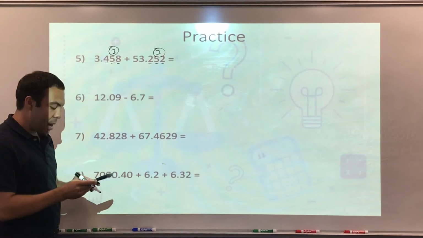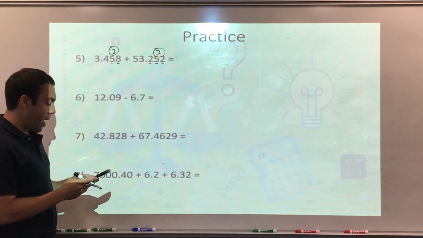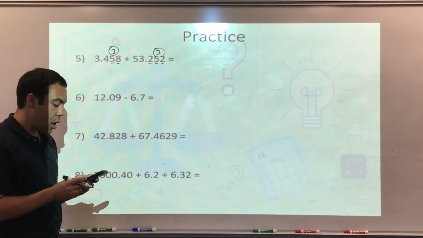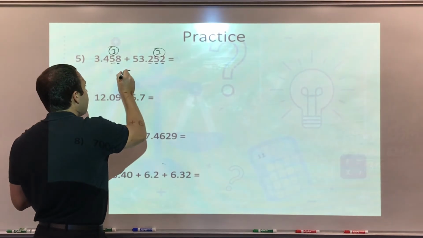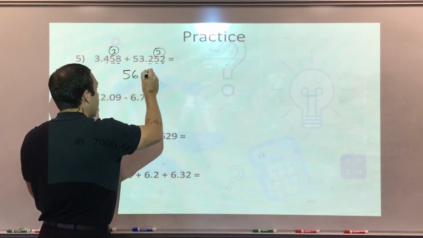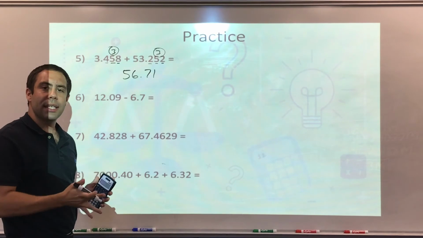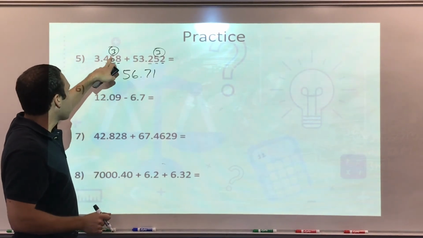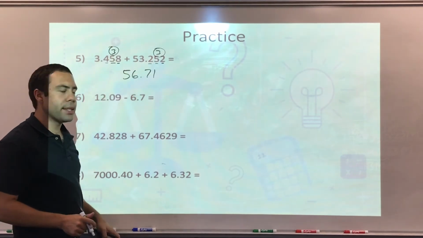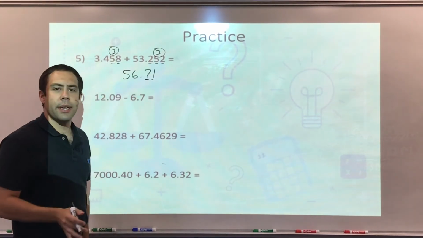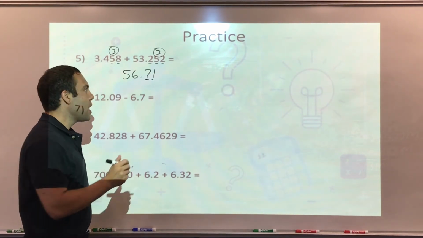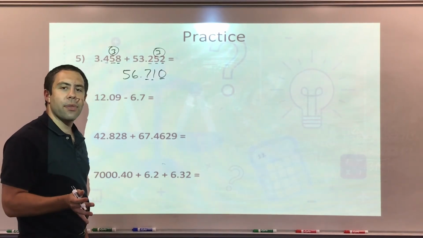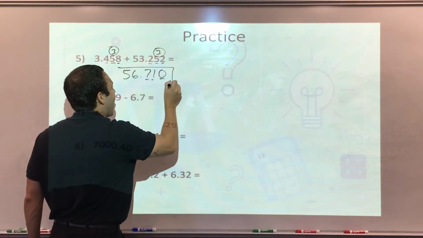Step 2, let's add them together. 3.458 plus 53.252. When we add those together, we get 56.71. That's what I see in my calculator. That's what you should see in your calculator too. But remember, 3 decimal places, 3 decimal places. We only have 2 decimal places here. So what we should do is add a 0 at the end. So now we have 3 decimal places. And that is our final answer.